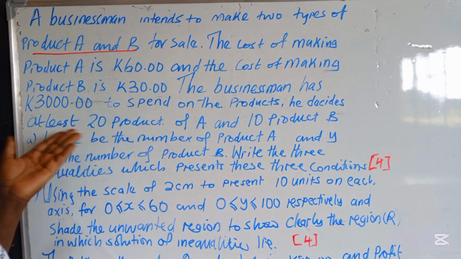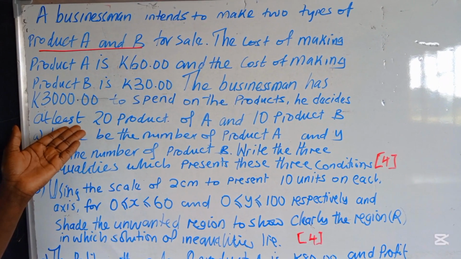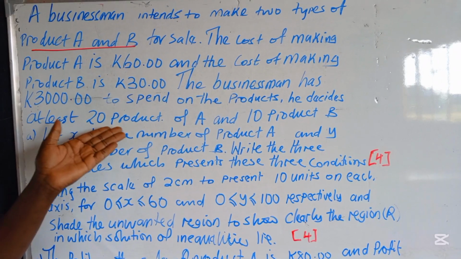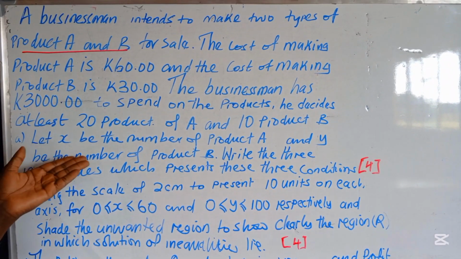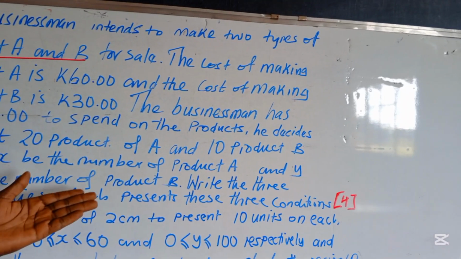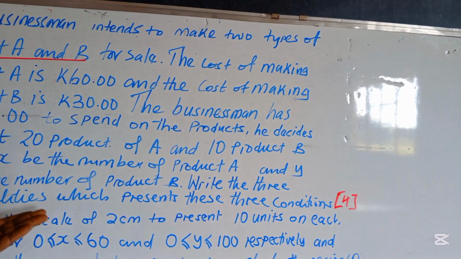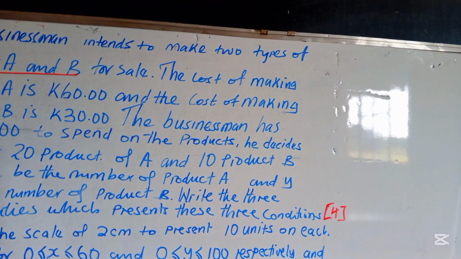He decides to make at least 20 products of A and 10 products of B. Let X be the number of product A and Y be the number of product B. Write the three inequalities which represent these three conditions.